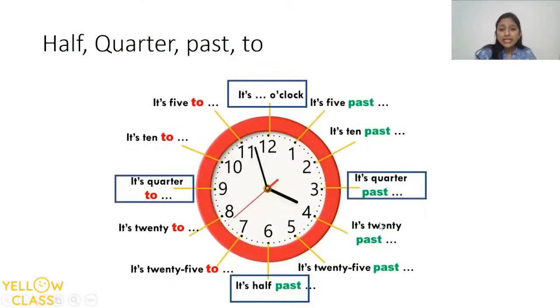Now let me share the screen with you so that all of us can understand it in a much better way. See here, this is how the clock is. Very quick, everybody can tell me how many numbers are written on the face of the clock. Yes, it's 12 only. Absolutely right. So 1 to 12 we are having. Great. Now tell me, which is the hour hand, the long one or the short one?